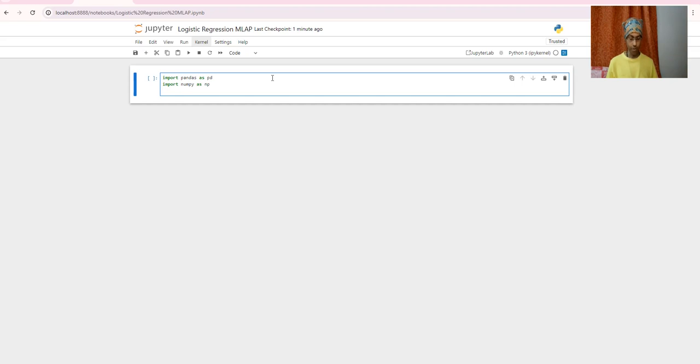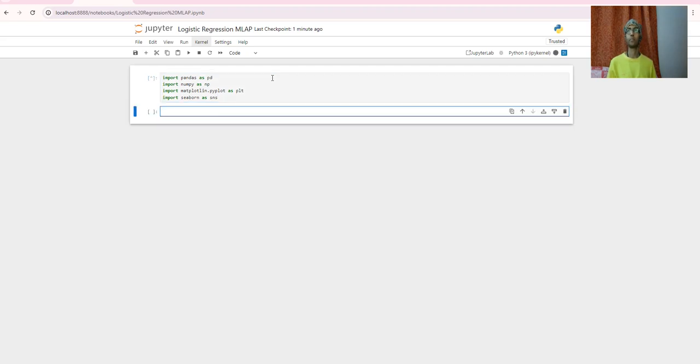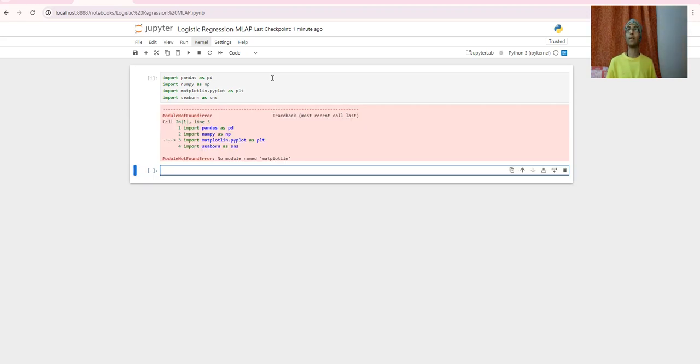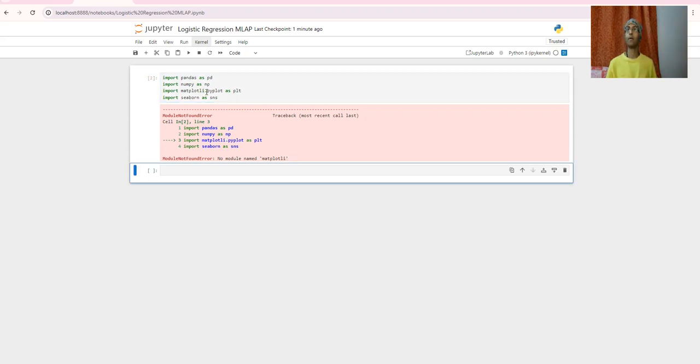And to create graphs, we'll import 2 things. Import matplotlib.pyplot as plt, and import seaborn as sns. Now we have imported the right modules. Sorry, there is an error, it's matplotlib.